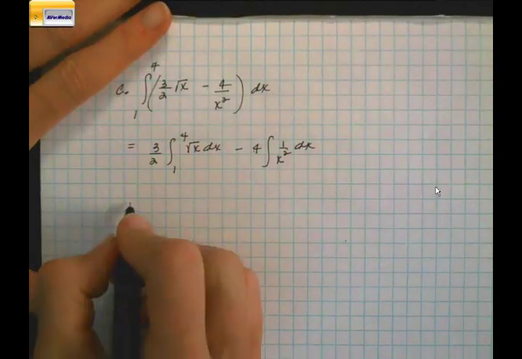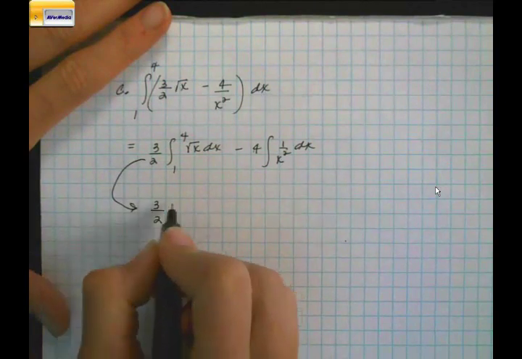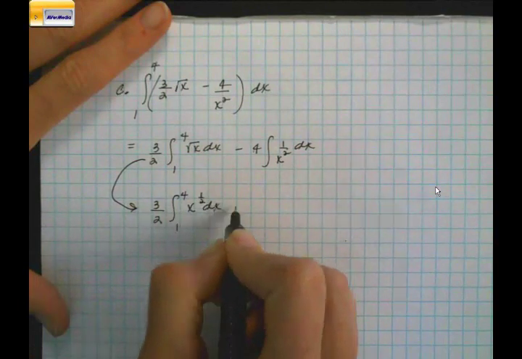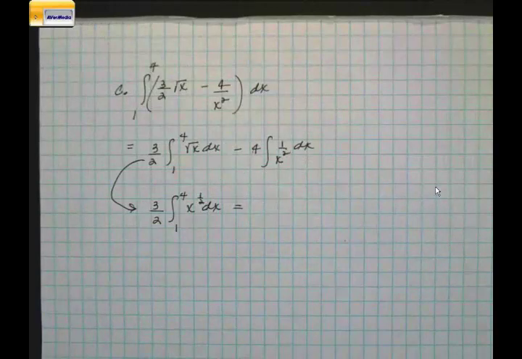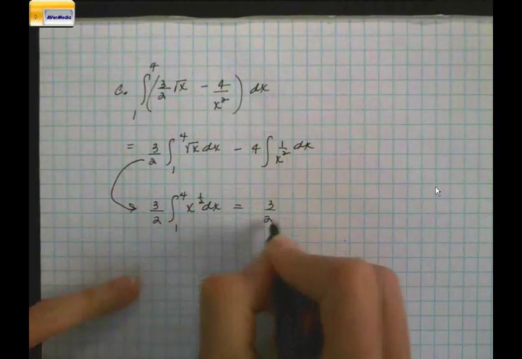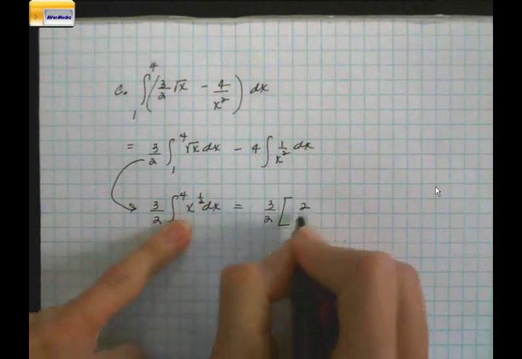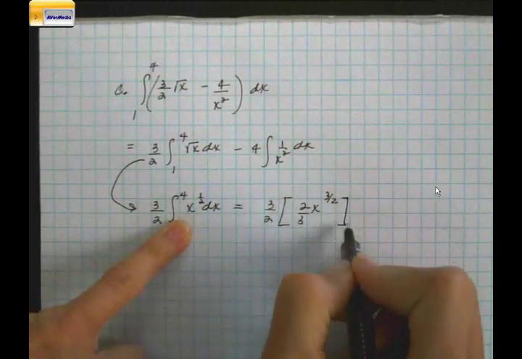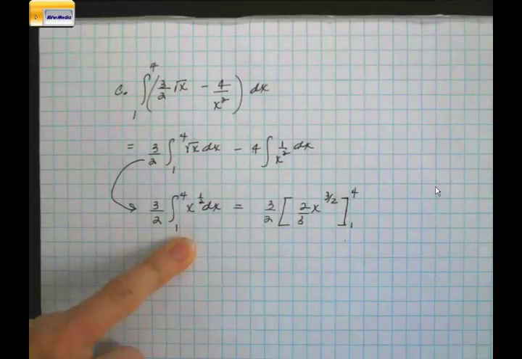And then when I got ready to integrate, I would do the first one. What is this? Okay, well, 3 halves times the integral from 1 to 4 of x to the 1/2 dx equals, what is the integral of x to the 1/2? 2/3 x to the 3 halves, right? So this is 3 halves times 2/3 x to the 3 halves, and you're evaluating this from an upper limit of 4 and a lower limit of 1.